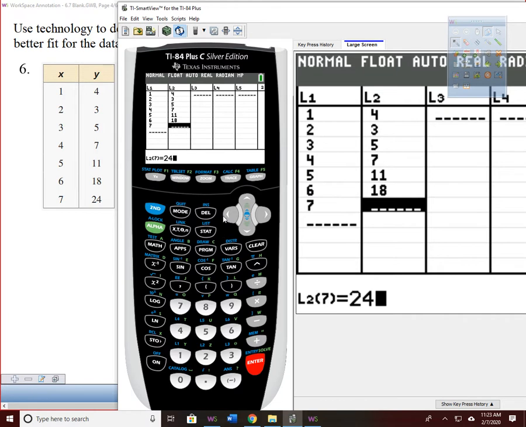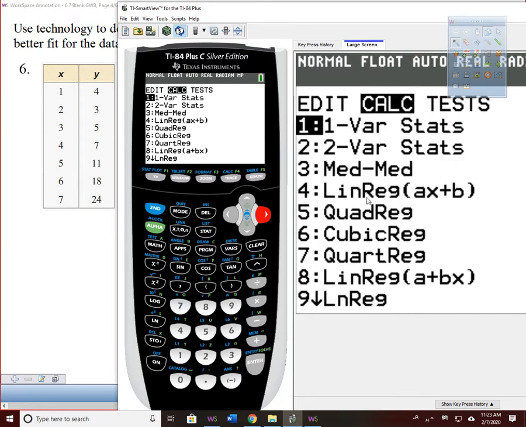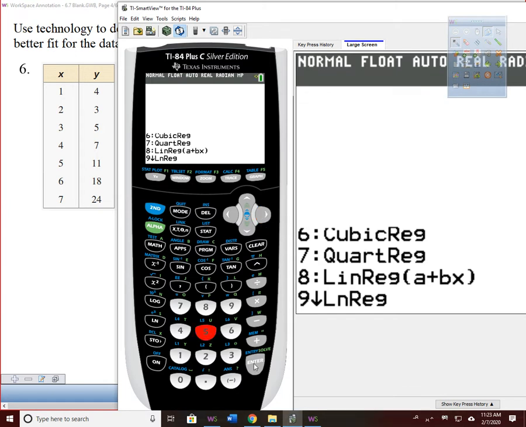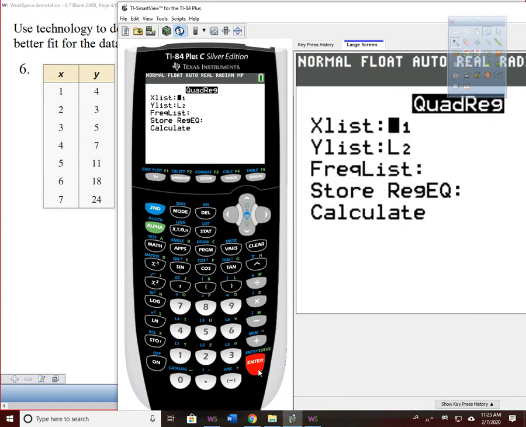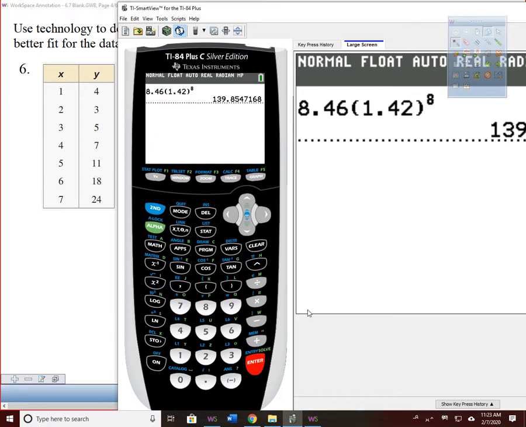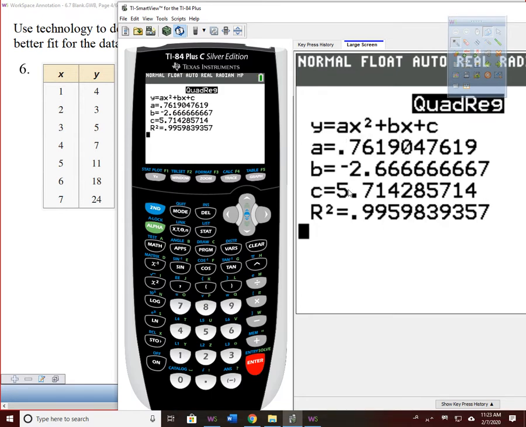All right, so let's start with a quadratic model and see how well that fits. I'm going to go to the stat button, and calculate. I want to try a quadratic regression, so I'm going to choose option 5. X's are in list 1, Y's are in list 2. Go to calculate. So we're looking at the R2. That's what we care about.